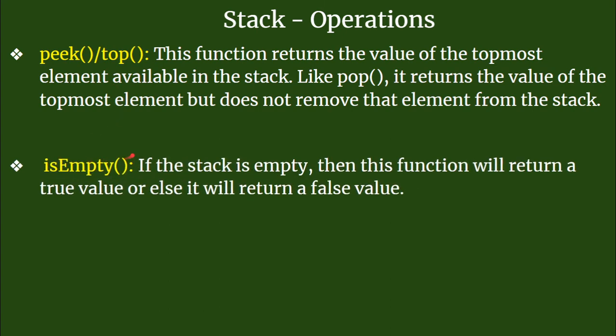Next one is empty. This is a Boolean function which returns the value true or false. If the stack is empty, then this function will return true, or else it returns false. Where is this function used? Suppose we want to take some element from the stack; if the stack is empty, we are not able to remove any element from it. So before doing the pop operation or the removing operation, we have to always check whether the stack is empty or not. We cannot remove anything from an empty stack. So empty is the function which returns the status of the stack, saying whether the stack is empty or full.